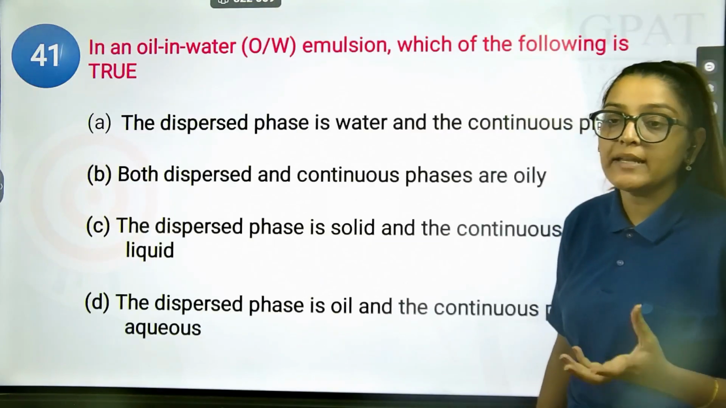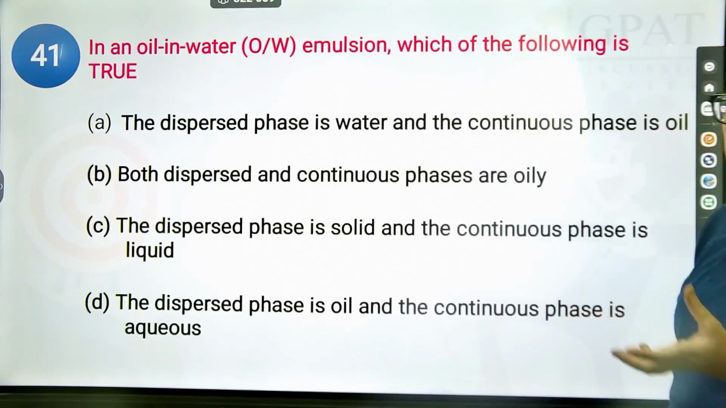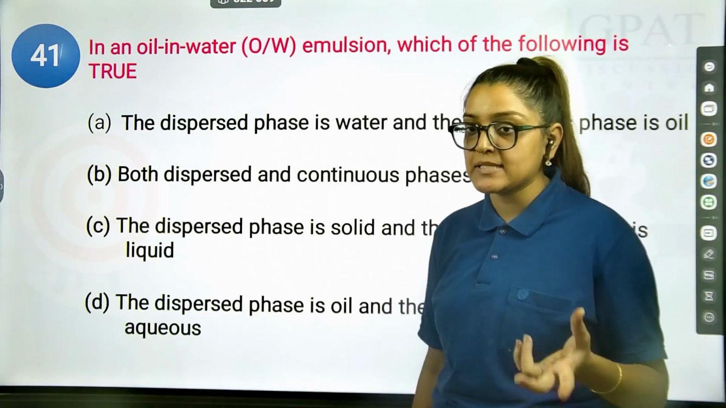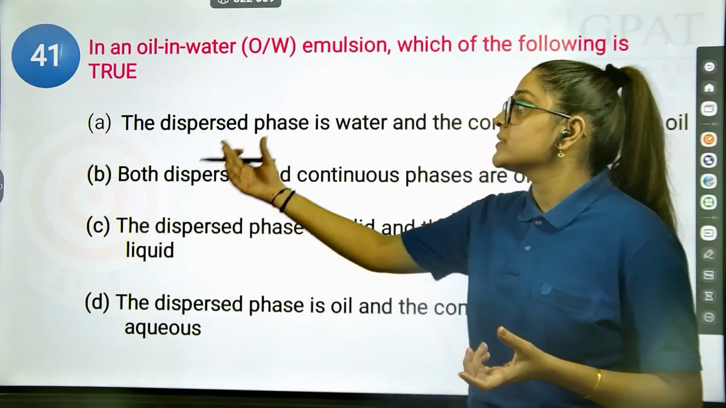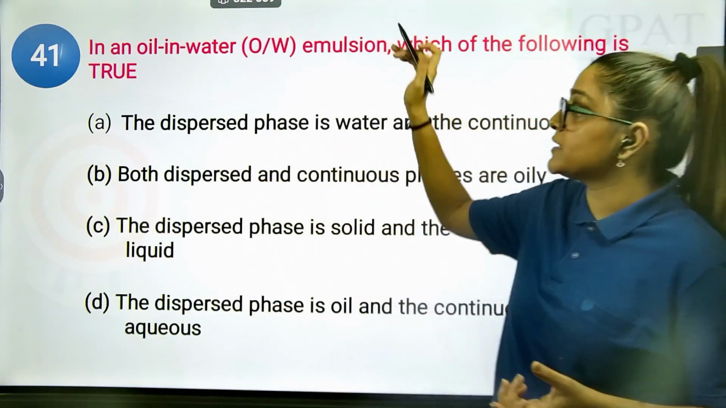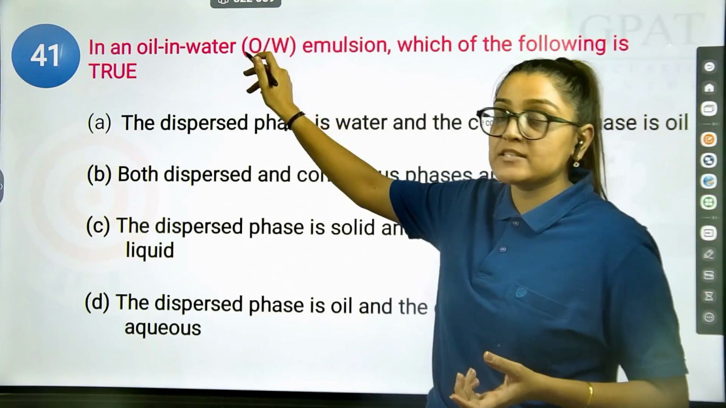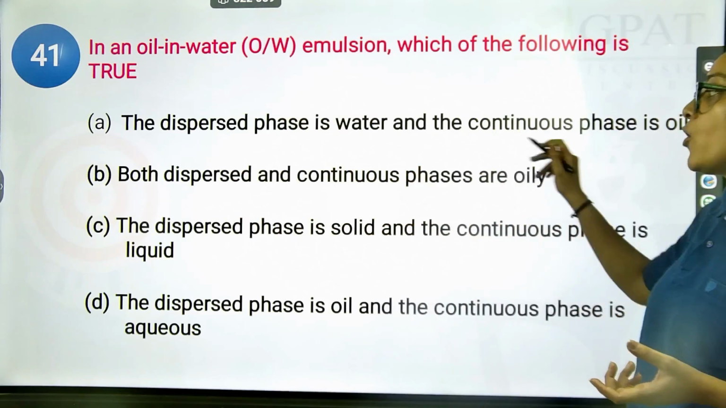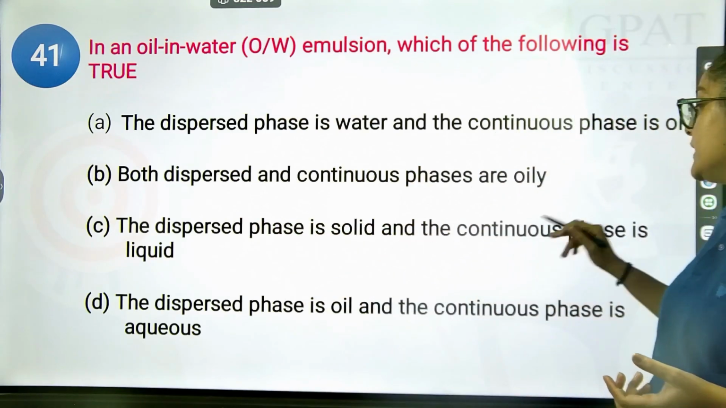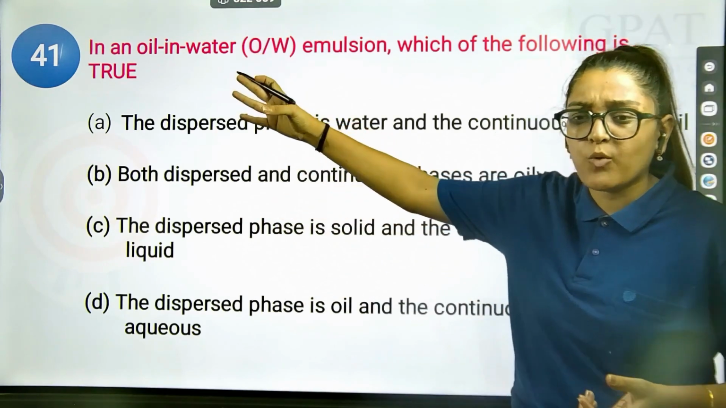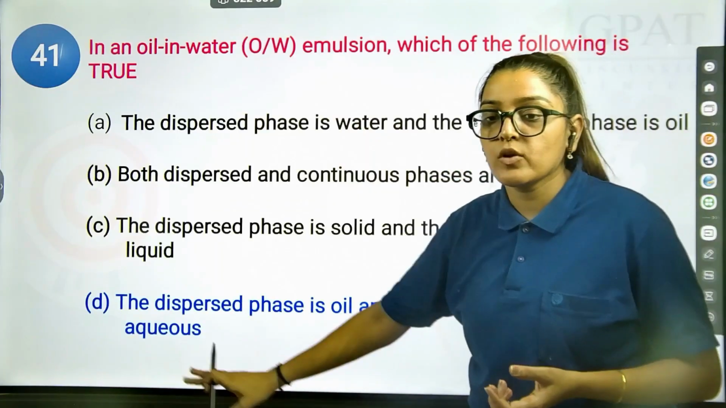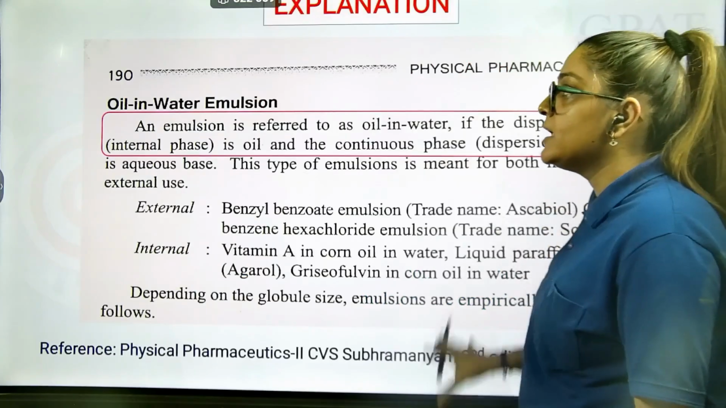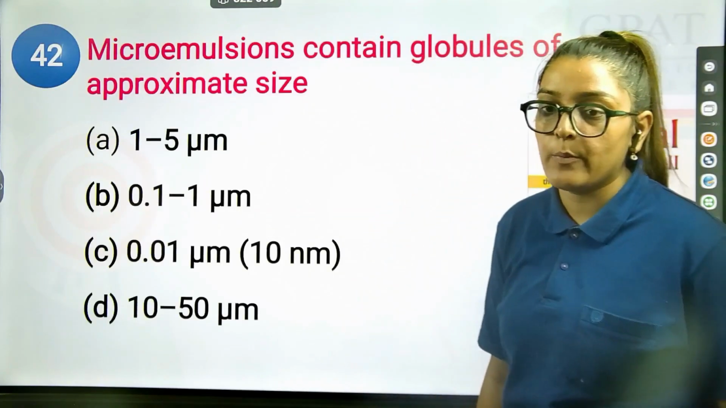Next, an oil in water emulsion, which of the following is true? So oil in water type emulsion, you all know the oil will be the dispersed phase and water will be the dispersion medium. The dispersed phase is water. No, the dispersed phase will be oil, dispersion medium will be water, right? Both are continuous phase are oily. The dispersed phase is solid and continuous phase is liquid. It is oil in water, not anything else in water. So here option D, the dispersed phase is oil and continuous phase is liquid, which is internal or external phase as well.